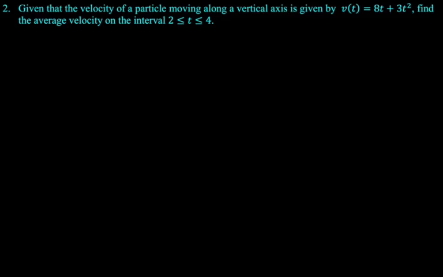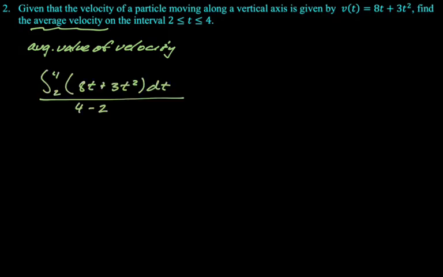All right, average velocity. What I like to do on a problem like this, where they ask me for the average blank, is replace average blank with average value of blank. Here I'm actually going to write it down. We're looking for the average value of the velocity function, which will be the integral over the interval. So let's write that down: going from 2 to 4, 8t plus 3t squared dt, and then over 4 minus 2. So replace average blank with average value of blank, and you will know how to solve the problems. It's a little less confusing, I think.